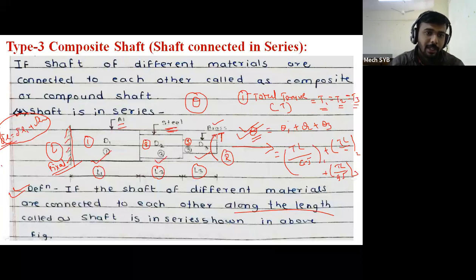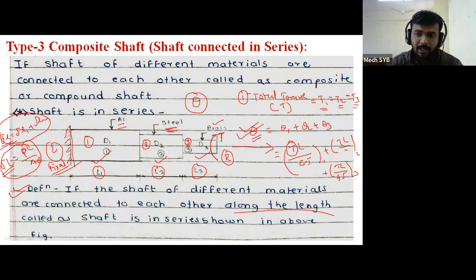In linear deformation, you have the delta L formula, that is PL upon AE. In this formula, P represents external force, which plays a very important role during delta L calculation. Similarly, during theta calculation, torque T plays a very important role. These are the two conditions: total torque is equal to T1 is equal to T2 is equal to T3, and total theta is equal to theta 1 plus theta 2 plus theta 3. By using these two conditions, we have to solve one sample problem.